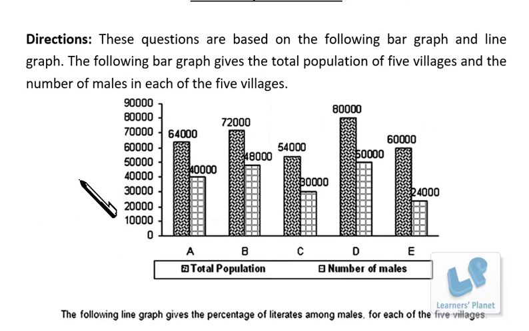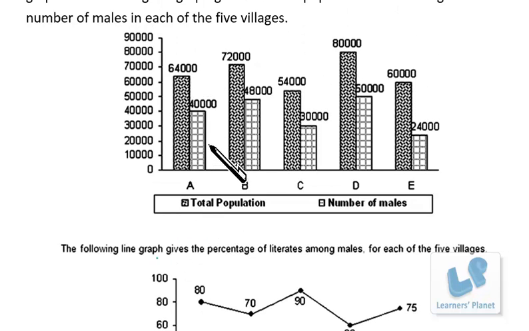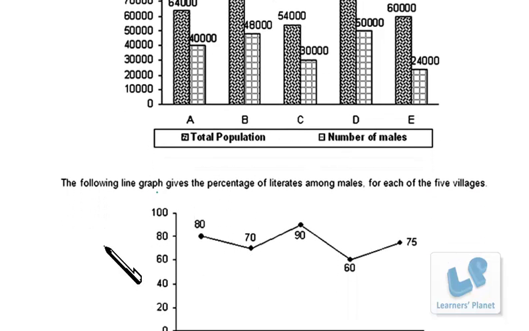The following bar graph gives the total population of 5 villages and the number of males in each of the 5 villages. The bigger lines show the total population, and the smaller portion shows the number of males. The following graph gives the percentage of literate among males for each of the 5 villages. For example, for village A, total population is 64,000, males are 40,000, and 80% of males are literate. Now we go to the questions.